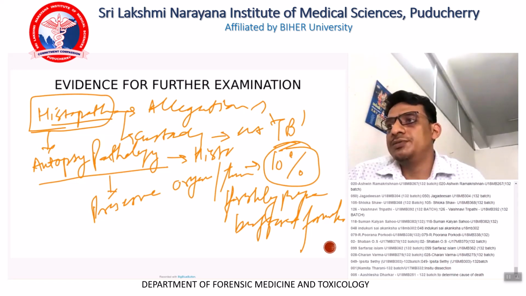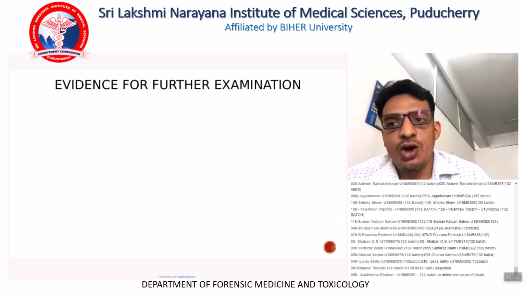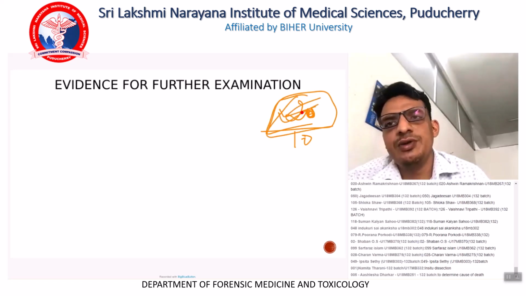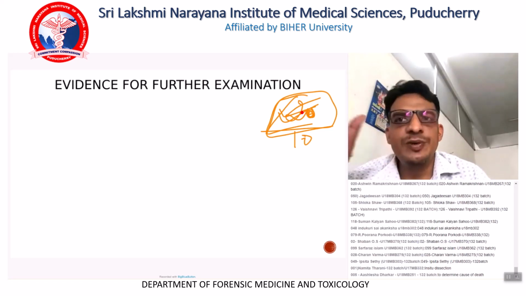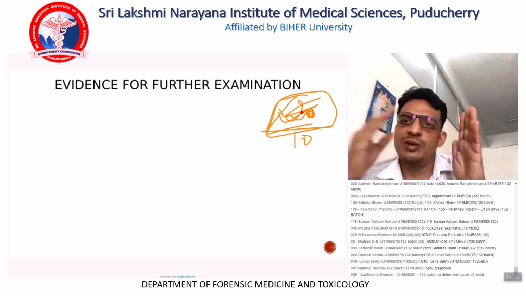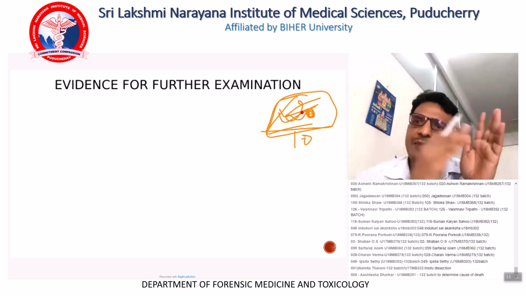Next, how much formalin should be there? Some books say 20 times, some say 10 times, so we always go with the higher figure. 20 times is actually the volume that should be used. The tissue should be completely dipped inside so that the formalin will penetrate. What is the penetration power? 1 mm per hour. Formalin will seep into the organ tissue 1 mm per hour. These are all questions that I am telling you.